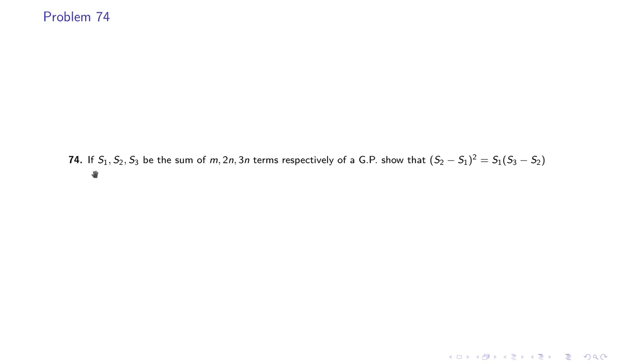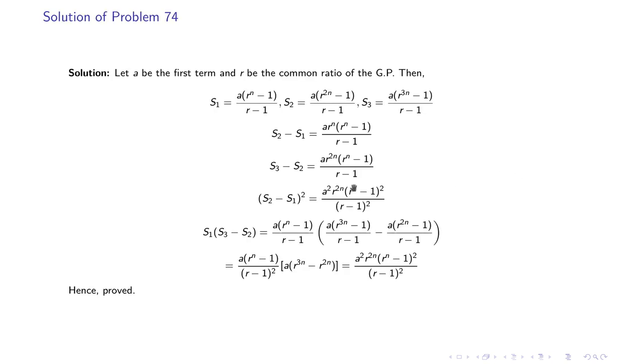Problem number 74 says that if S1, S2, S3 be the sum of n, 2n, 3n terms respectively of a GP, show that S2 minus S1 whole square is equal to S1 into S3 minus S2. So the sums would be S1 equal to A into R to the power n minus 1 by R minus 1, S2 would be A into R to the power 2n minus 1 by R minus 1, S3 would be A into R to the power 3n minus 1 divided by R minus 1.